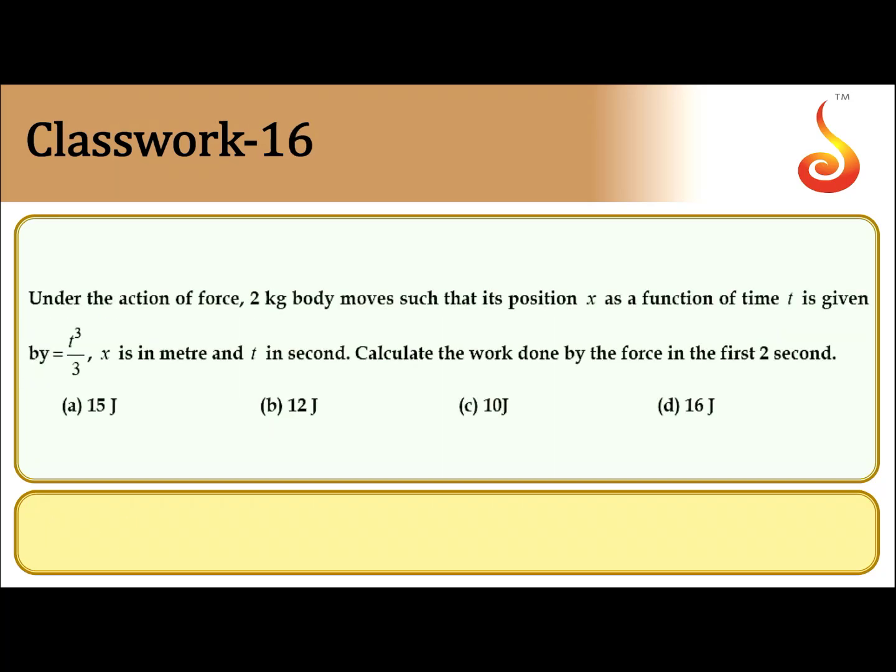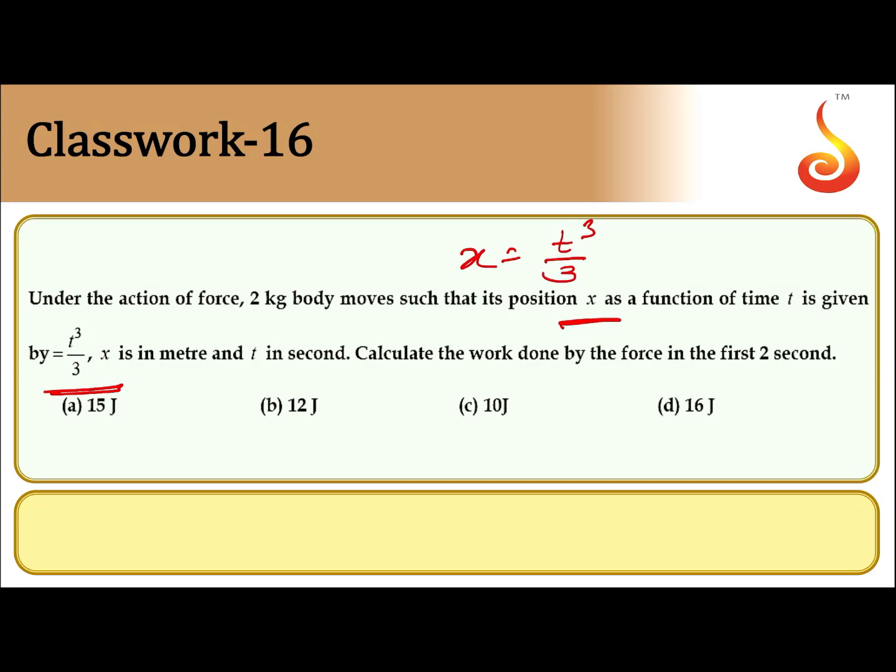Next one. Under the action of a force, a 2 kg body moves such that its position x as a function of time t is given by x = t cubed divided by 3. x is in meters, t is in seconds. Calculate the work done by the force in the first 2 seconds.